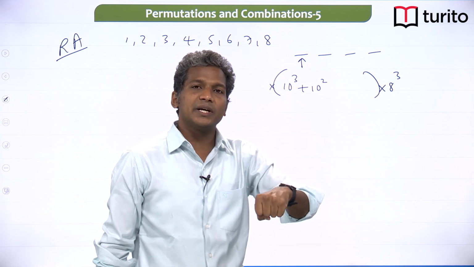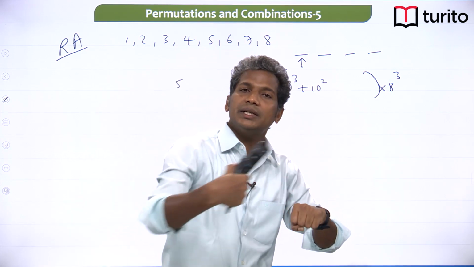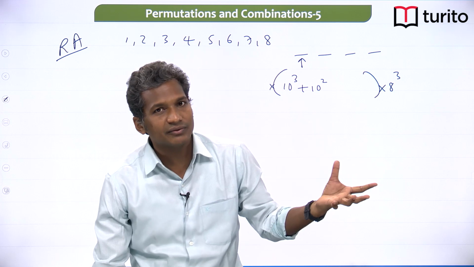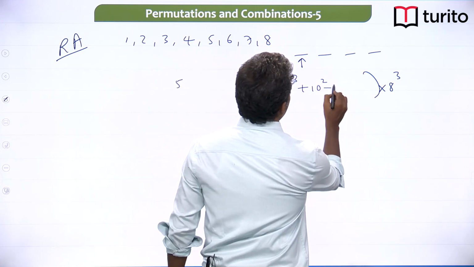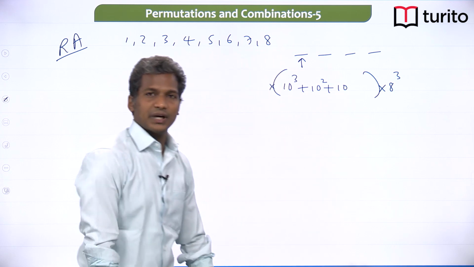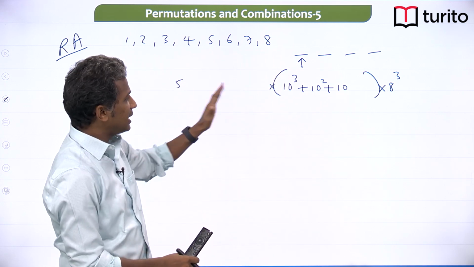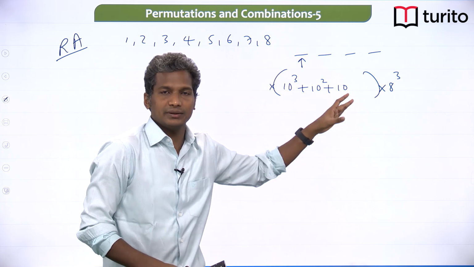Fix 5 in the tens place and randomize the other 3. So, that means 8 cube times 5 is coming in the tens place. So, that means we have to put one 10 here, right. So, effectively we have added 5 into 10 into 8 cube here, okay.